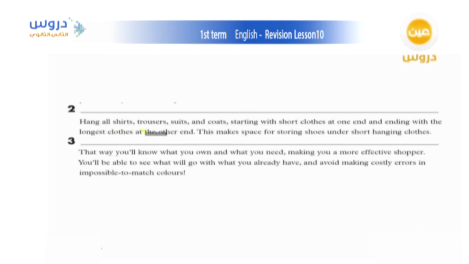Hang all shirts, trousers, suits, and coats, starting with short clothes at one end and ending with the longest clothes at the other end. This makes space for storing shoes under short hanging clothes.